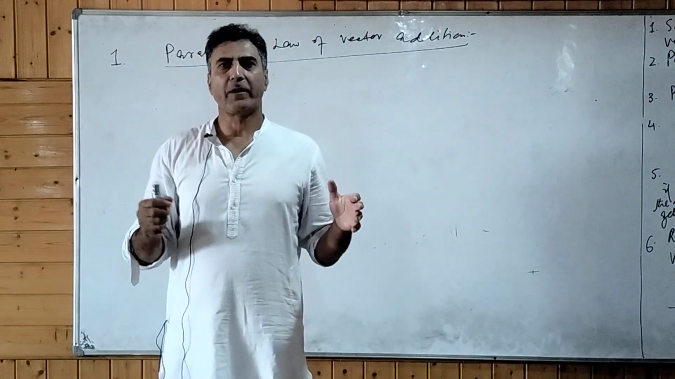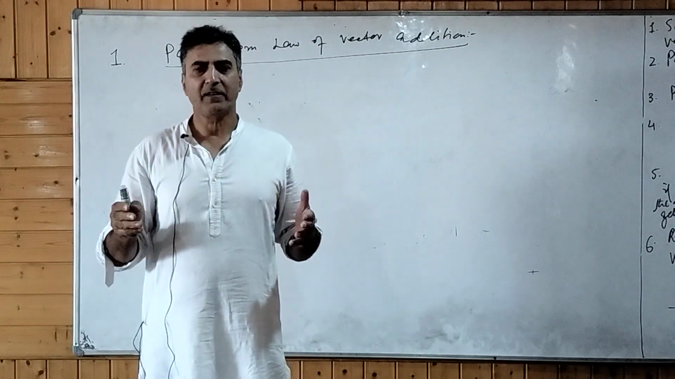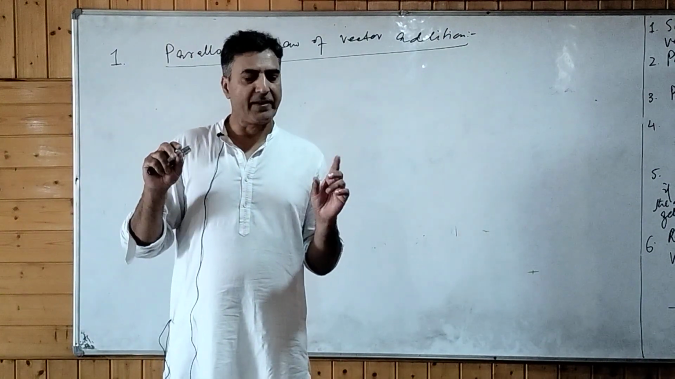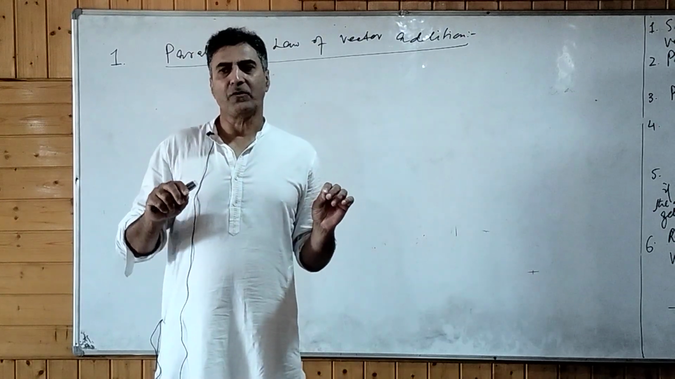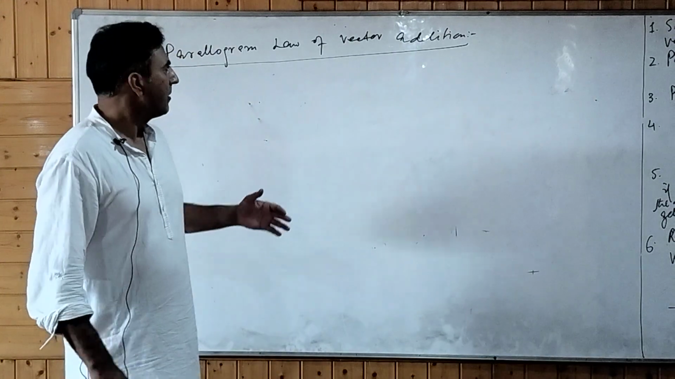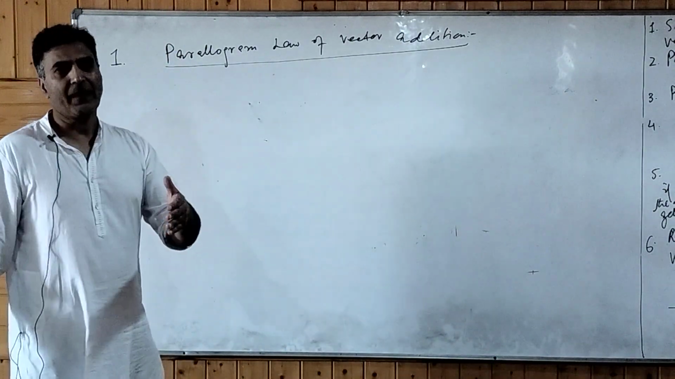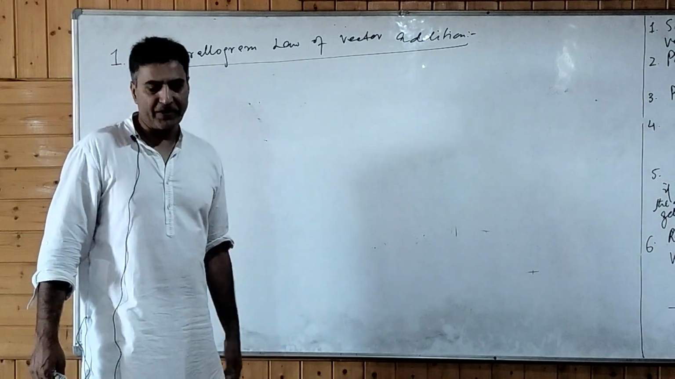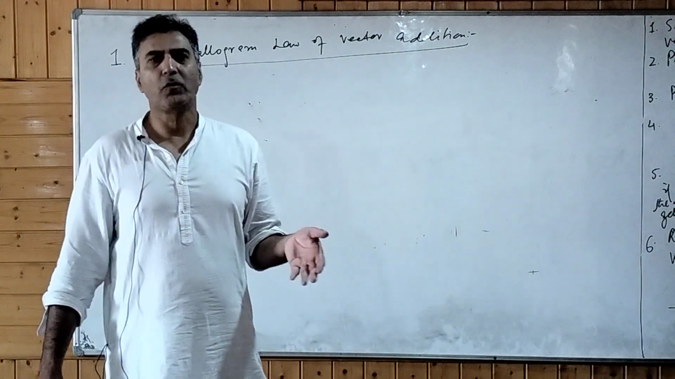I have already given you the triangular law of vector addition. Two vectors: the tail of the second vector is placed on the tip of the first vector, and then you connect the tail of the first to the head of the second vector. That is the triangular law of vector addition. But there is one more technique through which we can add two vectors. That's called the parallelogram law of vector addition. So how do we add two vectors?